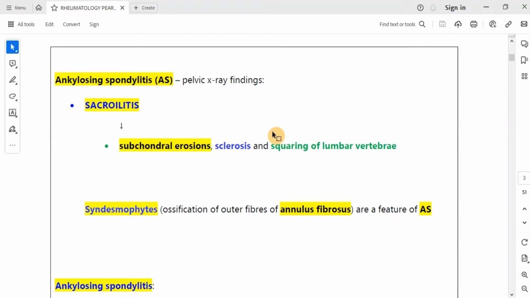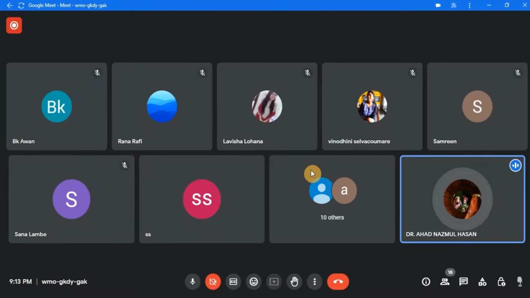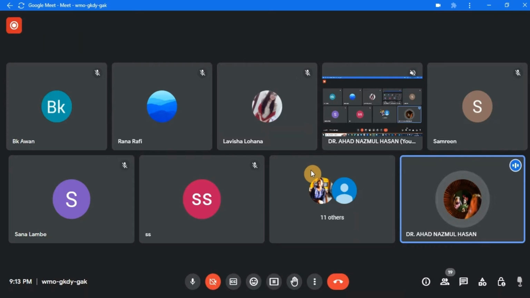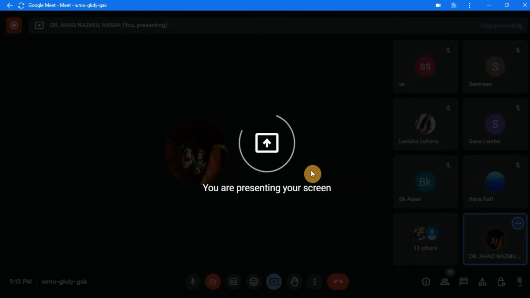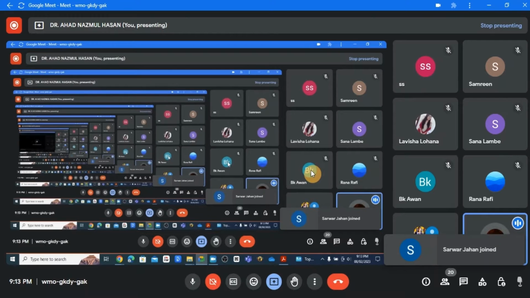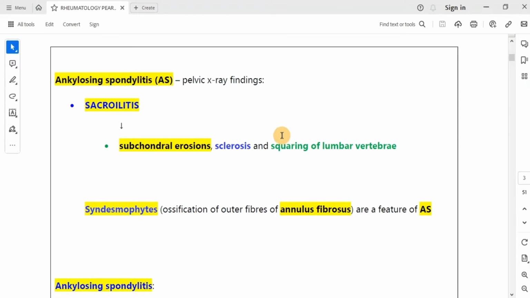And in case of squaring of the vertebra, what are the pathological changes? It becomes linear. The anterior border of the vertebral body undergoes a pathological change, giving rise to straightening of the anterior section of the vertebral body, and the entire vertebral body almost looks like a square shape. The normal vertebral body is concave anteriorly, but in ankylosing spondylitis, squaring gives rise to the square shape.